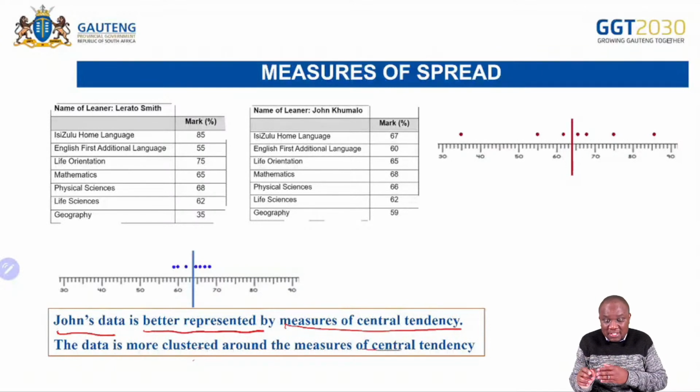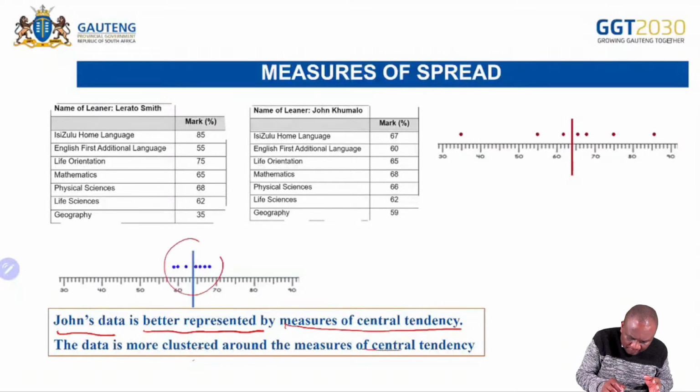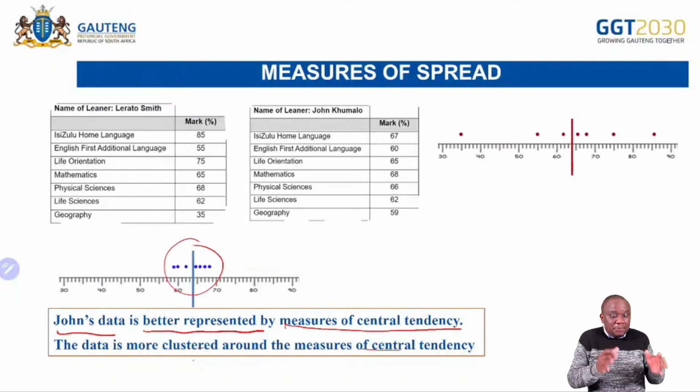Lerato's data, yes, is represented by the measure of central tendency, but for John, it's better. It's represented by a measure of central tendency better than Lerato's marks. You see that? So showing that these marks are different. When you bring in the measure of spread, we can see that these marks are different. Okay, right, that's what I wanted you to see.